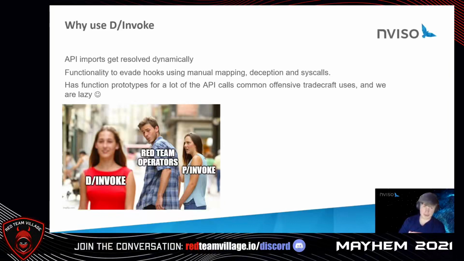And it has function prototypes already built in for a lot of the API calls that we commonly use in offensive tradecraft. So we can be lazy. We don't have to manually import or manually specify those function signatures anymore, because they're already baked into the DInvoke framework. So that makes it something that we can leverage if we are pretty lazy. And let's be honest, we are all a bit lazy, I think.